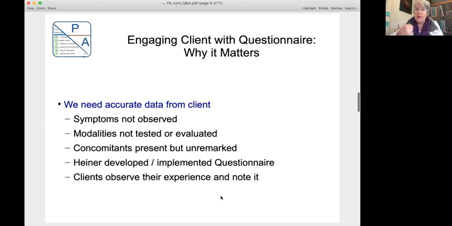And when he implemented this and looked at his outcomes for clients with the questionnaire and without the questionnaire, he found that it was much more accurate. And so he gives these clients the questionnaires, instructs them, and says, observe your experience, mark it. When you come back, we'll work together with that data. The combination of engaging the client with specific types of questionnaires and evaluating the polarities, that's basically this method.